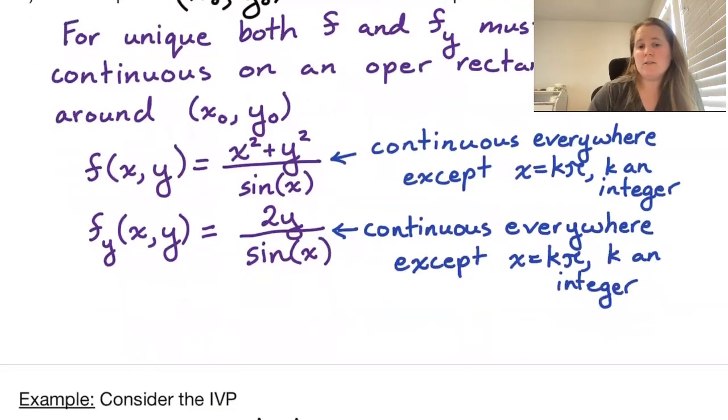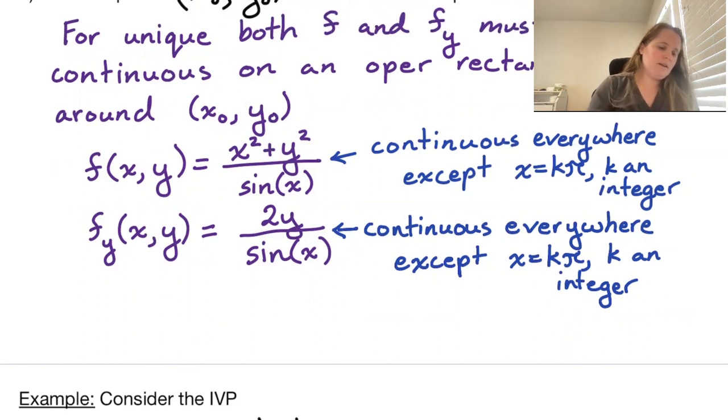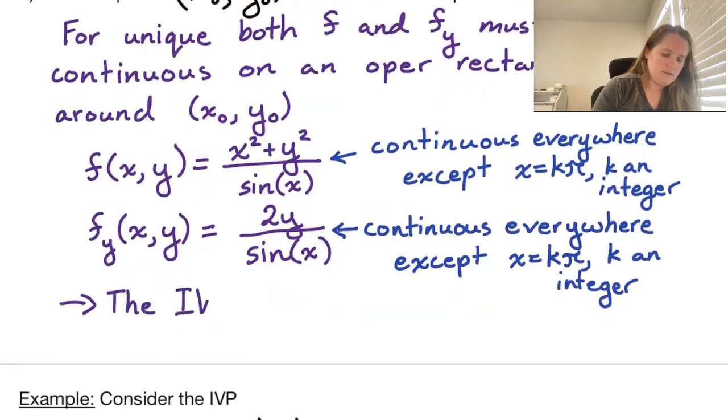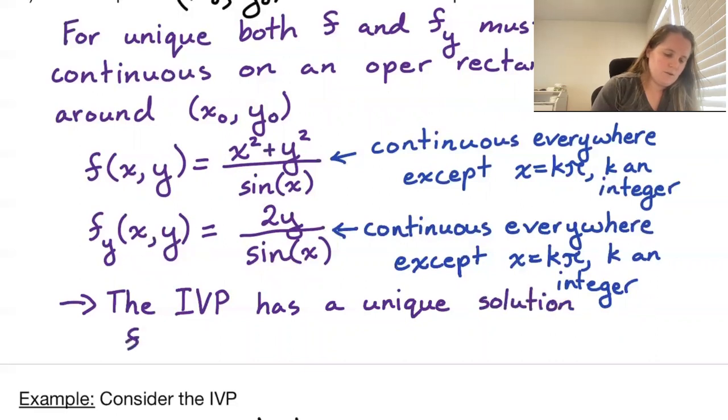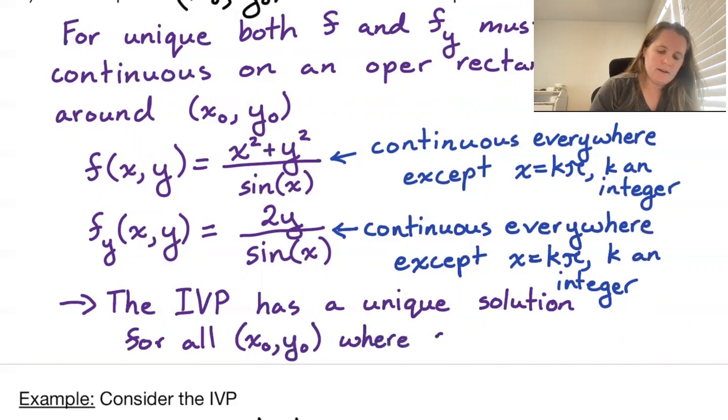So what it means is we haven't changed where we're continuous. The partial with respect to y and f are both continuous at the exact same places, so we get the same location. So the IVP has a unique solution for all x naught, y naught, where x naught is not equal to k times pi, k being an integer.